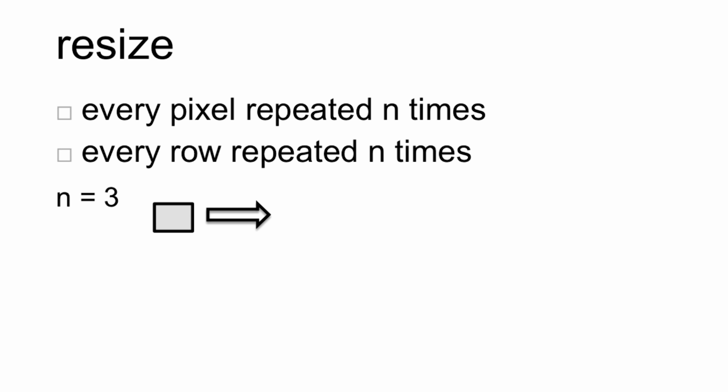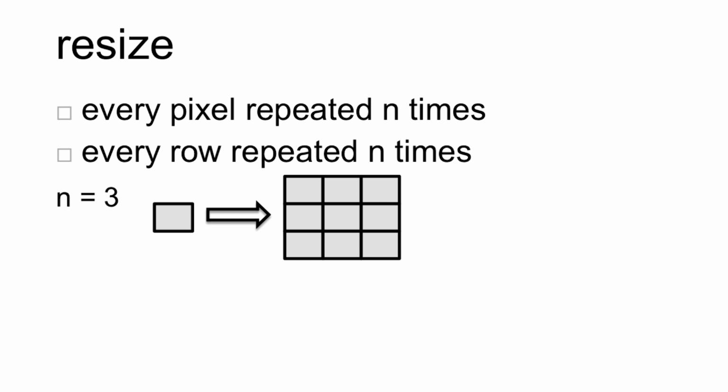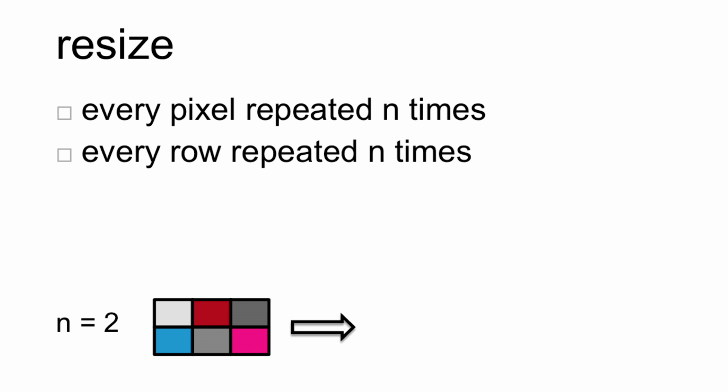So say I have an n of 3 and a single pixel. Then that pixel is going to be repeated 3 times in a row. Then that row is going to be repeated 3 times as well. Alright, so now let's move on to a more complex example with more than 1 pixel needed to resize.